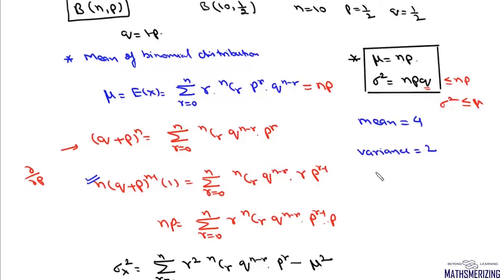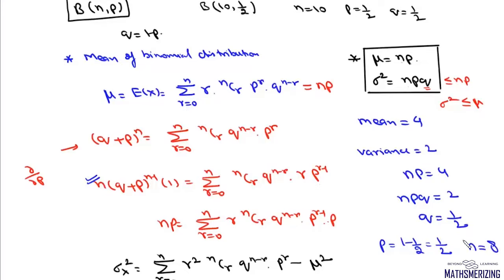Now we know that the mean is n into p. So n into p is 4 and n into p into q is 2. Now we divide the second by the first, we'll get q, and q is 1 by 2. Once we have q, we know that p is 1 minus q, which is 1 by 2. And if we put p as 1 by 2, we'll get the value of n as 8. So rather than giving parameters in the question, they may give you the mean and variance of the binomial distribution.